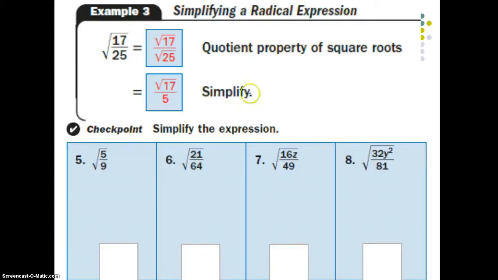Let's try some down here at the checkpoint. You can simplify 5 over 9. That becomes square root of 5 over 3. 21 over square root of 64. 21's nothing. Isn't the square root of 64 8?